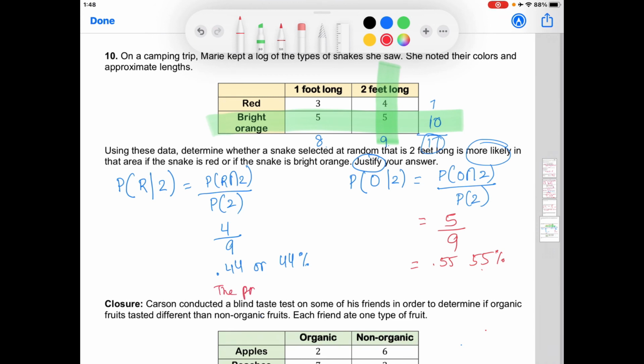So the probability, or it's more likely, I'm going to use the exact word, it is more likely to see a bright orange snake given it's 2 feet long.